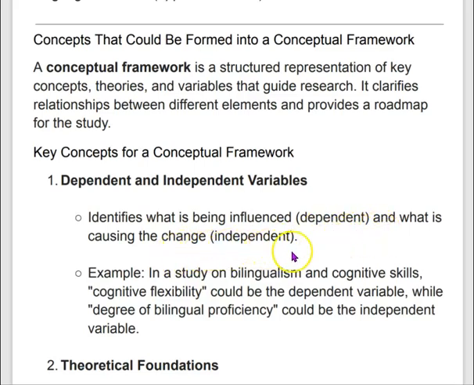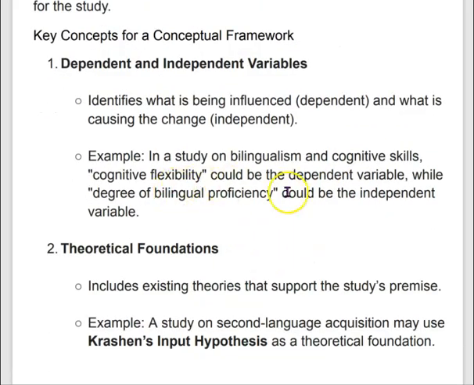What is causing the change? The eggs are causing the change. That is the independent variable. For example, they are giving you one in language. Say you want to do a study on bilingualism and cognitive skills. Cognitive flexibility could be a dependent variable, because at the end I want to know how flexible I am, while the degree of bilingual proficiency could be the independent variable. So what is the degree of bilingual proficiency?